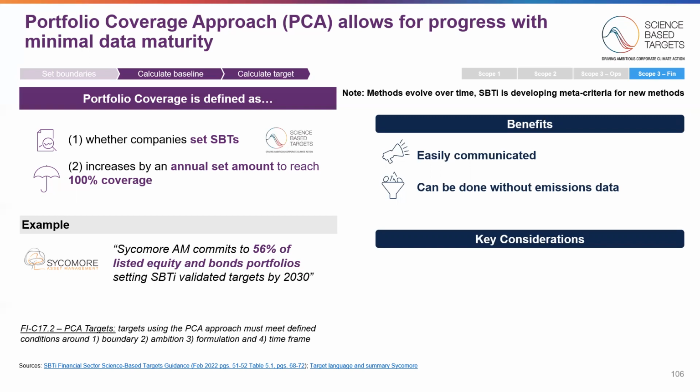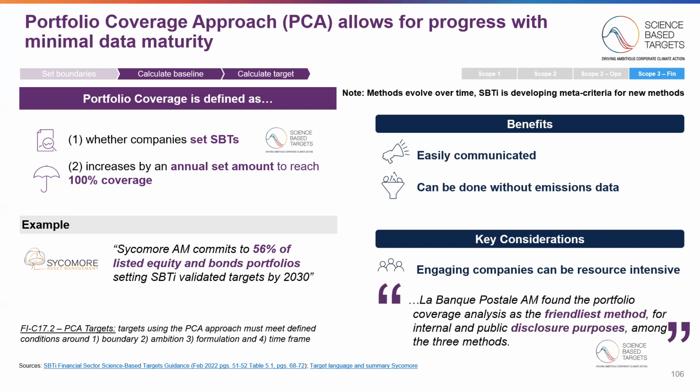For considerations, SBTi recognizes that many financial institutions have expansive portfolios covering hundreds or thousands of companies. Engaging with these companies to set SBTs themselves can be resource intensive, especially if the financial institutions are not able to allocate resources to it. Hearing from a prominent financial institution who applied this method, La Banque Postale's asset management arm found that portfolio coverage analysis was the friendliest method for both internal and public disclosure purposes among the three methods. Now let's talk about how they did that.